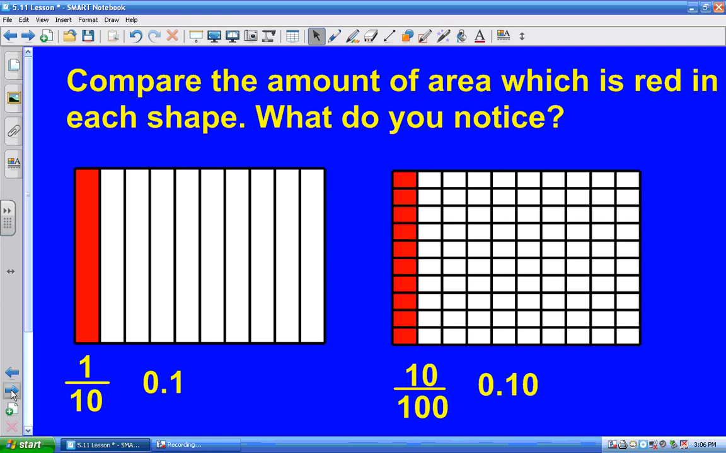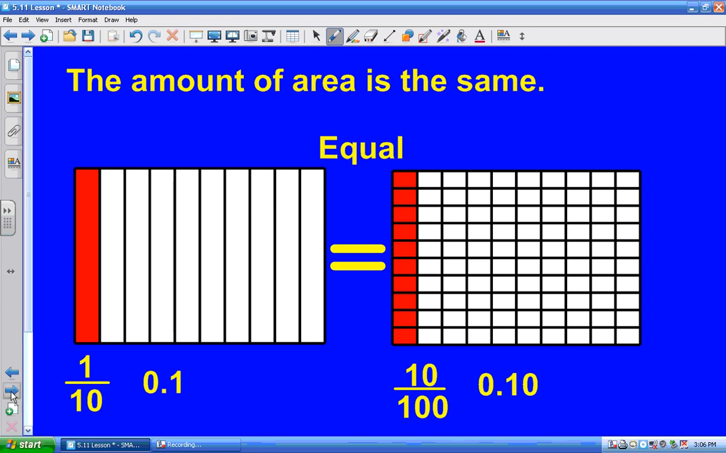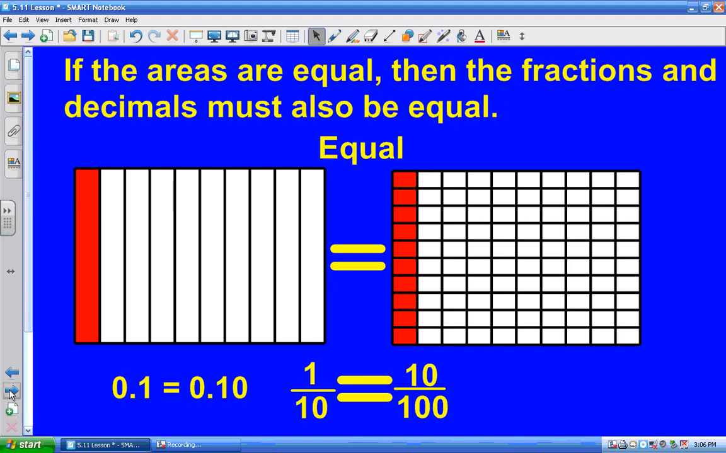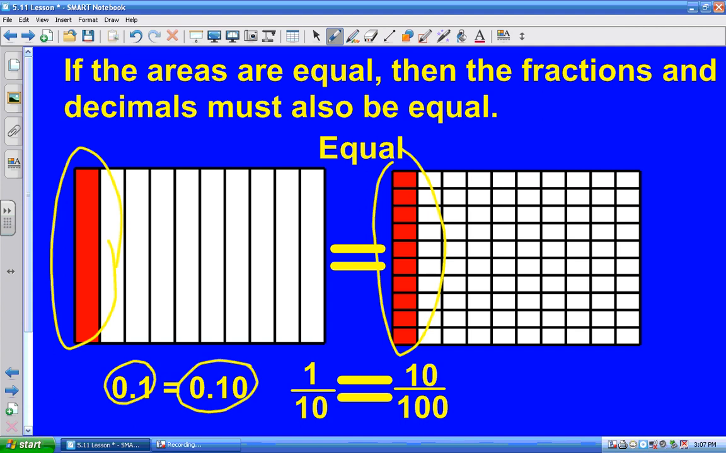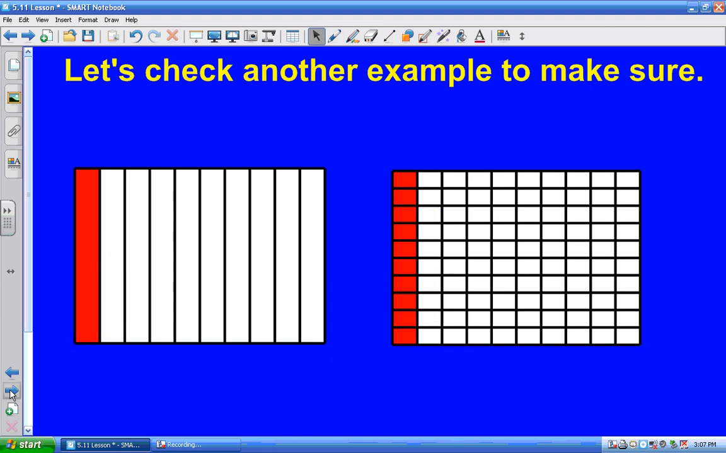So what we end up noticing here is that these two things are equal. Now, if this one on the left, 0.01, and this here are the same thing, these two things are the same thing, then these two decimals have to be equal, don't they? That also means that 1/10 and 10/100ths also have to be equal. Those ones on the right-hand side, over here, the fractions, are called equivalent fractions. But we're only going to deal with these ones right here, the equivalent decimals. So, let's check another example to see this makes sense.